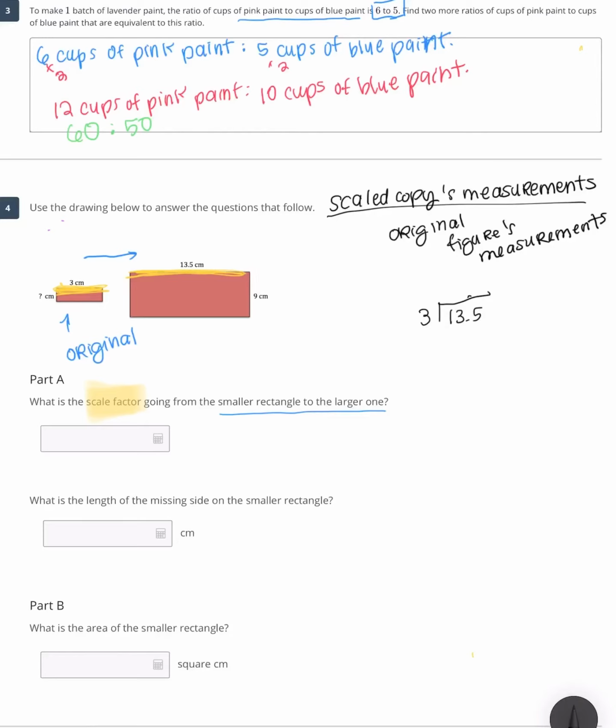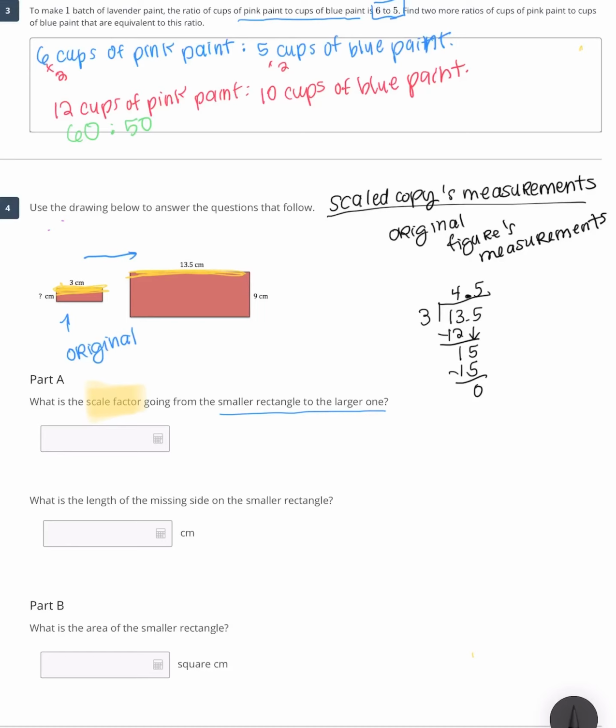Make sure I put my decimal at the top. So how many times can 3 go into 13 without going over? If you guess 4, you are absolutely correct. Then I'm going to drop my 1, have my 5. How many times can 3 go into 15? 3 could go into 15 5 times. I have nothing left over, so that's my scale factor.